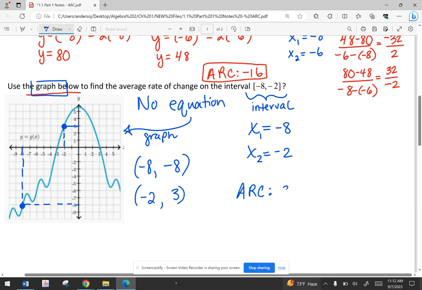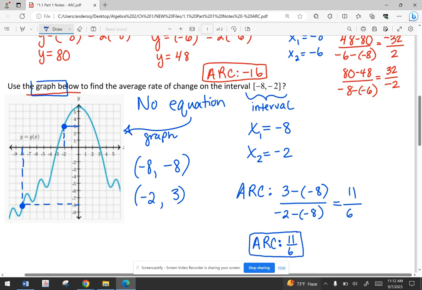Hopefully you have 3 minus a negative 8 and negative 2 minus a negative 8, which gives you 11 over 6. Now this average rate of change, it leaves us with a fraction, which is perfectly fine. Not everything is going to come out to be a nice, neat whole number, so we can leave it here.